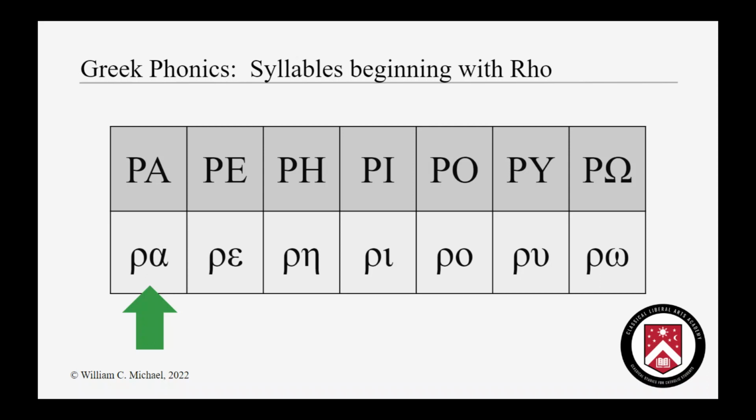Now syllables beginning with rho. Ra, re, re, ri, ro, ru, ro.